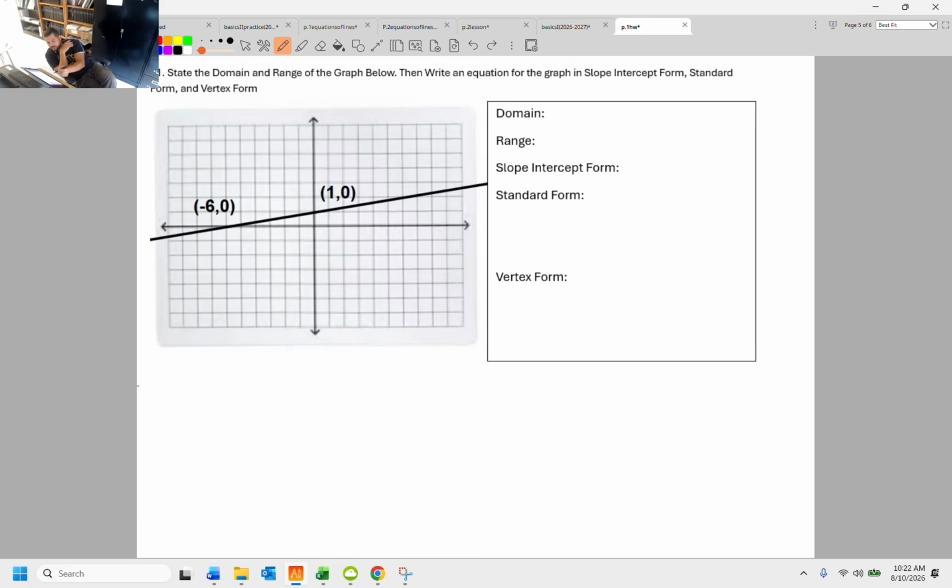Let's see here. Next thing I'm going to do is number 11. State the domain and range of the graph below, then write the equation for the graph in slope-intercept form, standard form, and vertex form. So the domain, like that's a line, goes left and right forever. Negative infinity to positive infinity. It falls forever. It rises forever. Negative infinity to positive infinity. Slope-intercept form.